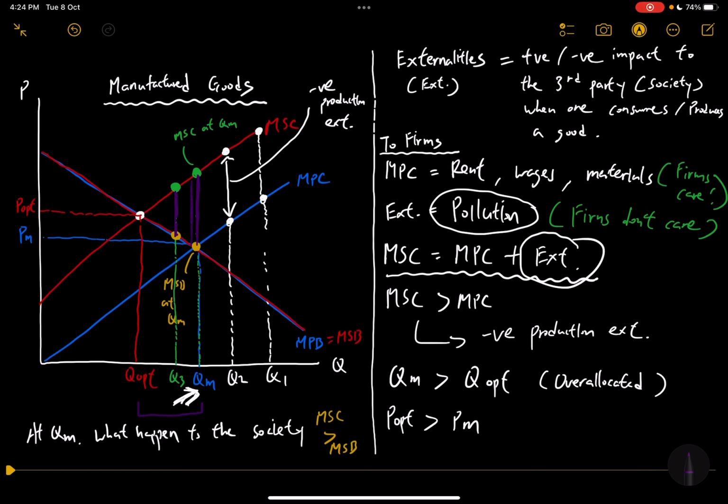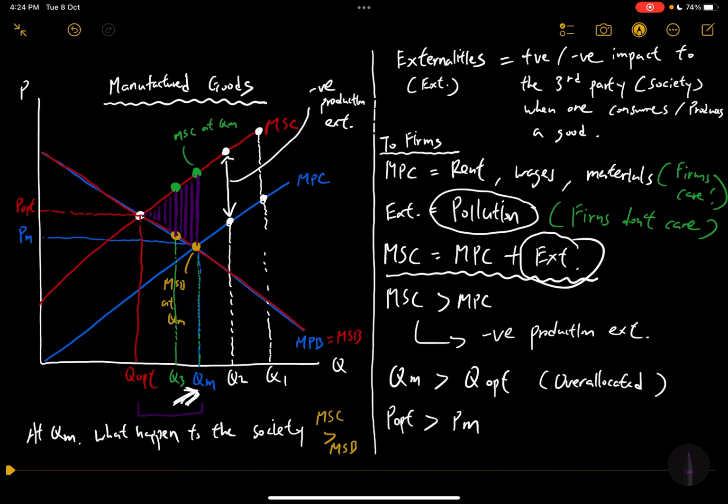So if we try to complete the logic right here, if the quantity is here, then the loss will be as much. If the quantity is here, the loss will be as much. And then here, the loss will be as much. And here, the loss in this quantity until you are able to get back to the quantity Q opt.